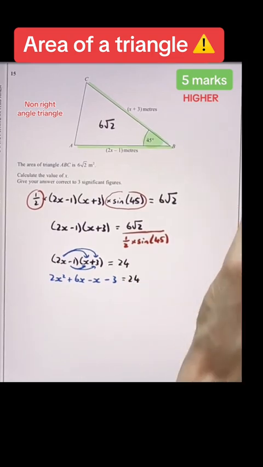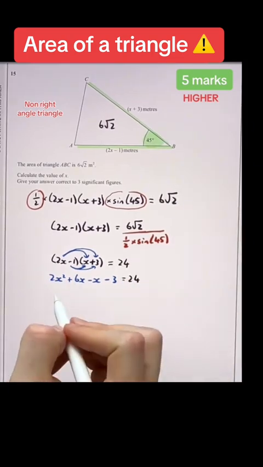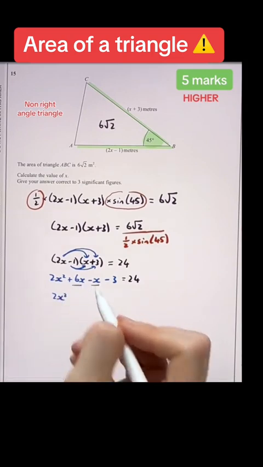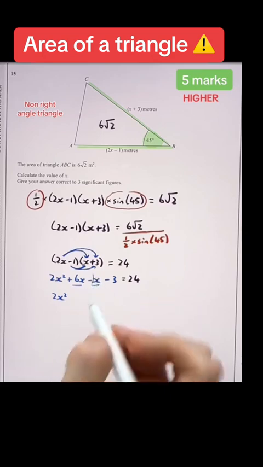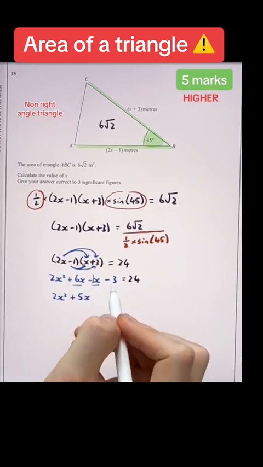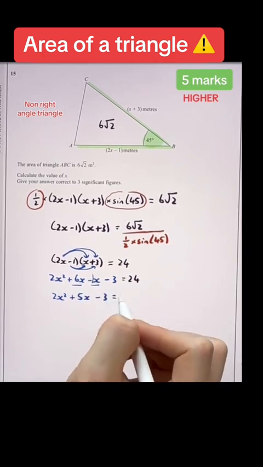Collecting like terms on the left-hand side, I've got 2x squared and no other term in x squared, so I'm going to write that down. I've got positive 6x subtract x. If there's no number in front of the letter, the number is 1. So 6x take away 1x simplifies to give us plus 5x. And I've still got negative 3, and that equals 24.